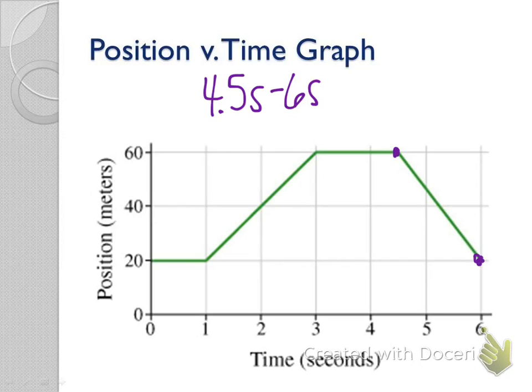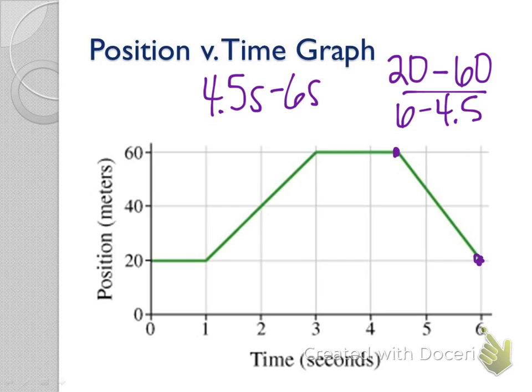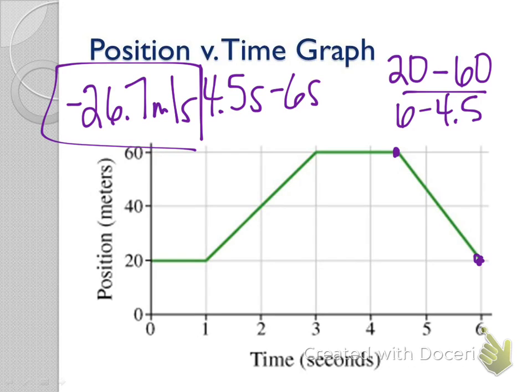Good. So to calculate this, we will take 20 minus 60 over 6 minus 4.5. Okay, which gives me 40 over 1.5. What do we get? Someone raise their hand and tell me what they got for velocity. What do you got? Negative 26.7 meters per second. And the negative here tells us it's going in the negative direction. Okay, or they're moving backwards.